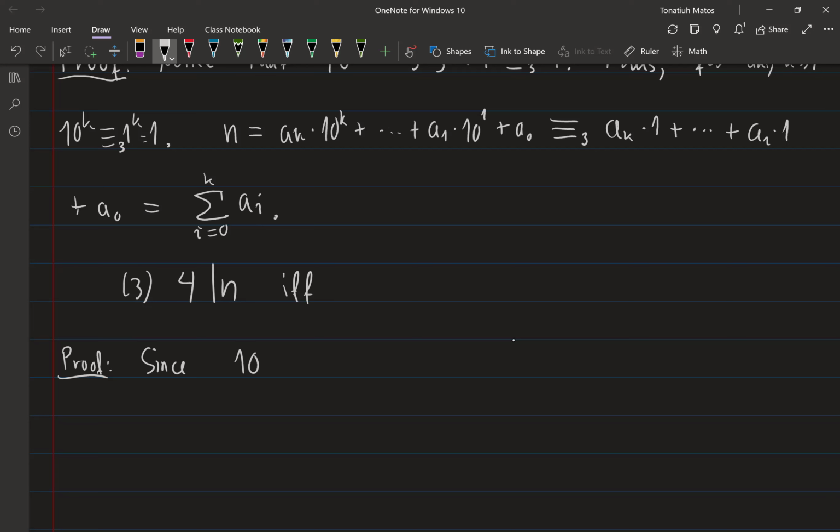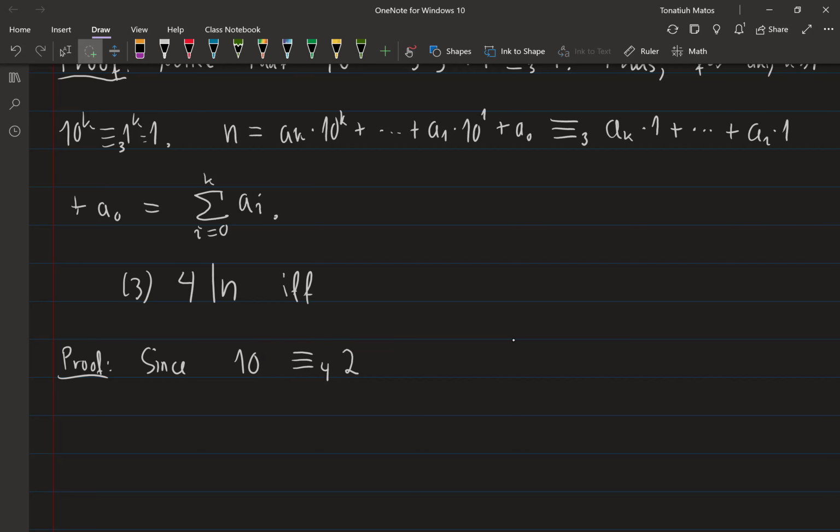So 10 mod 4 is 2. So that is problematic because, well, if I exponentiate this to k, I won't get something that useful, right? 2 to the k is just powers of 2. That doesn't simplify, at least not apparently. In general, of course it simplifies mod 4. So this one is not the one I care about.